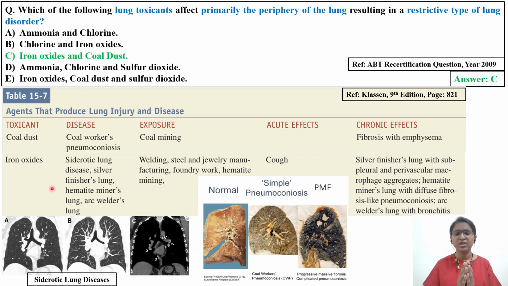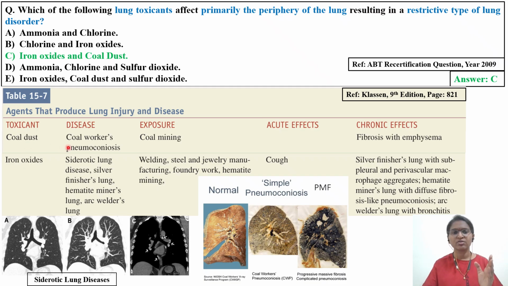I would request you, in table 15.7, they have given more than 20 plus chemical toxicants, like sulfur dioxide, ammonia, chlorine, and they are causing which type of disease. Beryllium, some metal diseases also they have given, like berylliosis, and sugarcane dust. So read this one, but in this slide we'll discuss only coal dust and iron oxide.